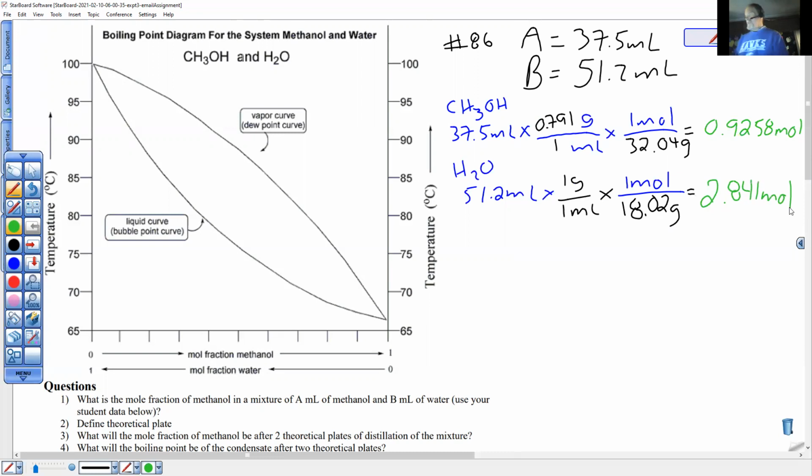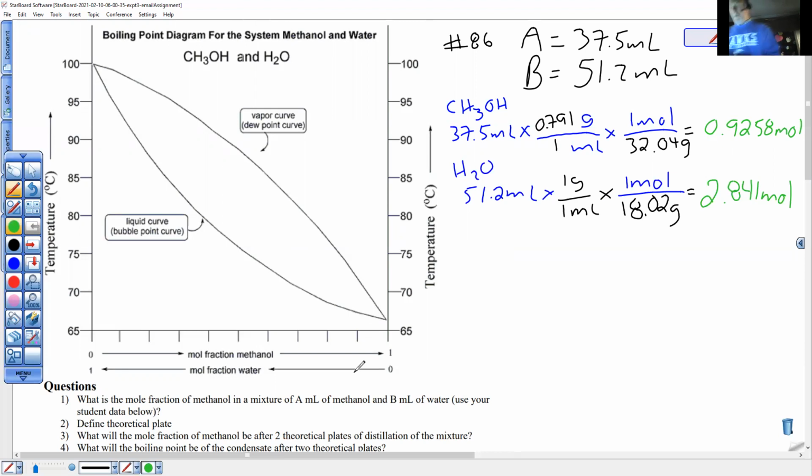And we can't use these numbers. I've seen students use these numbers on this graph and they say, oh, there's the moles of methanol, I'm going to use it. I'm going to go all the way over here, 0.9258, and do the graph. No, you've got to use mole fraction.